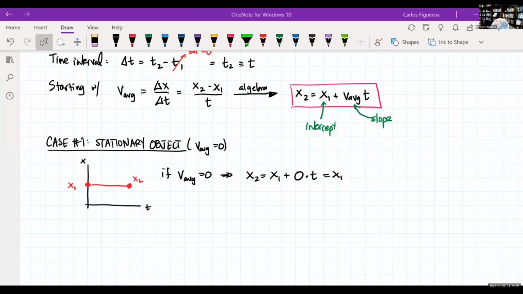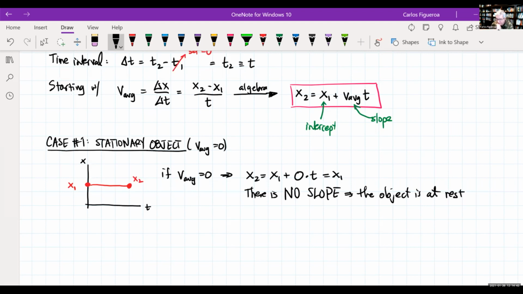So that means, this tells me here that there is no slope. So anytime you see a curve, no matter how complicated the curve is, if that slope is horizontal, then that means that the object is not moving. So there is no slope, which implies that the object is at rest. And sometimes that can be quite tricky here. Let's look at case 2 now.